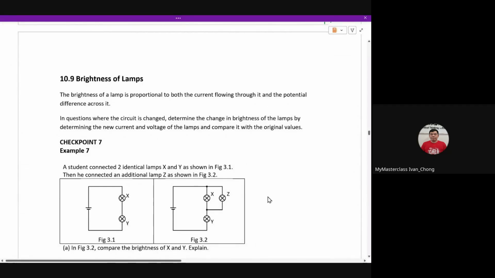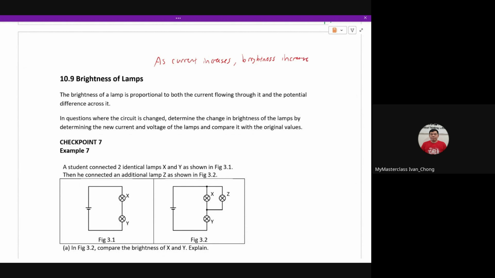Okay, so for this part, we're going to talk about the applications of electricity itself. Basically, when electricity flows through your light bulb or your lamp, it will light up, right? So basically, what this means is as current increases, your brightness will also increase. So you can see that they're actually one-to-one. Basically, they are both affected.